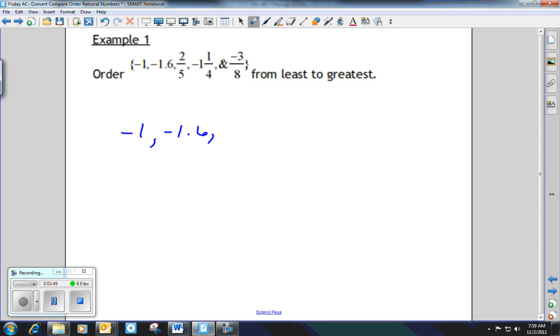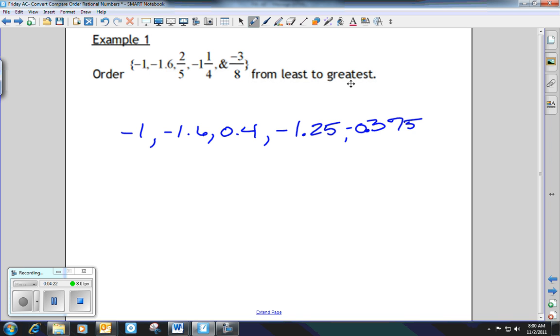-1.6. 2/5 is 4/10. -1 and 1/4 will make -1 and 25 hundredths, -1.25. And -3/8 will make -0.375. I guess I could put the 0 in front of there for you. Okay, so those are all of my numbers up here, now written out in decimal form here, and I can put them back in order.